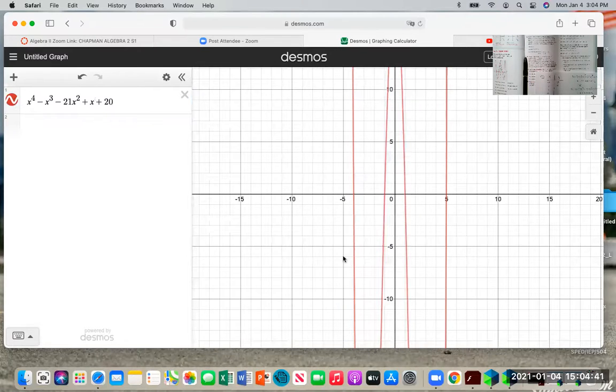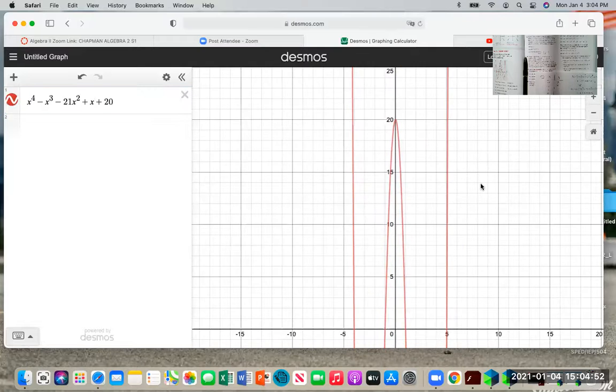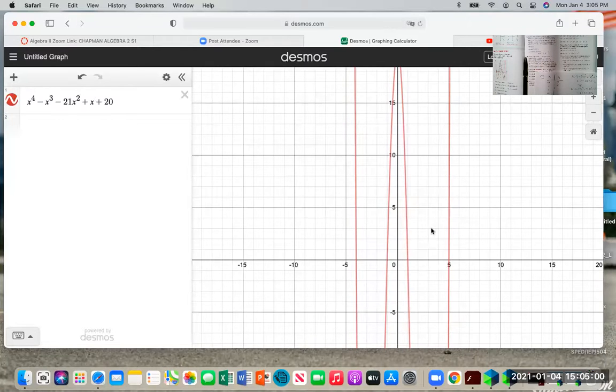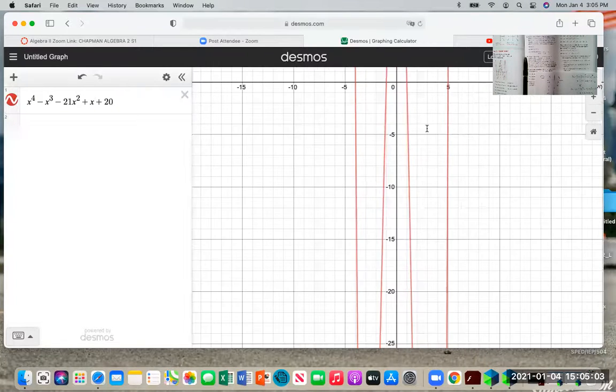So this function overall is a positive, right? That's a positive 1 on the outside. And because the overall degree is a 4, this is a positive even function. So notice those end behaviors, right? It goes up and to the left, up and to the right. So this is a positive even function. So if we trace it down, we'll find the first turning point.